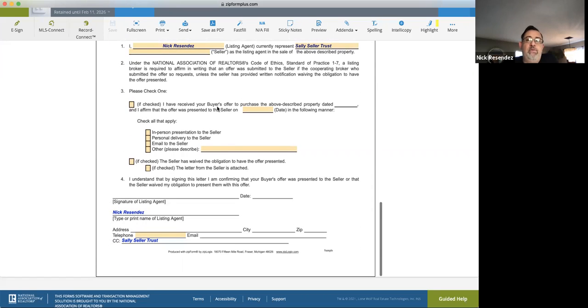to confirm we've received the offer and either the seller has waived their obligation to have it presented or there's a letter from the seller that says they don't want offers presented until a certain time or whatever. The seller can instruct their listing agent to say, don't give me any offers until a certain date. Don't show me any offers under this price. Don't show me any offers that don't meet the following criteria. So only in that instance can a listing agent not present their offer to their sellers. But it's very, very rare to have a seller give that written instruction to their listing agent.